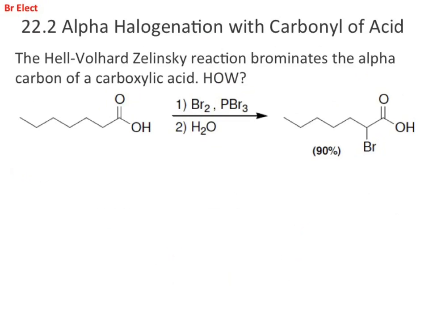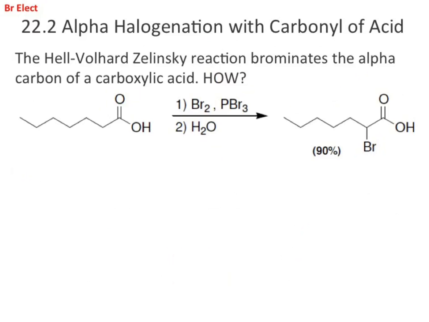We can go through and do a special case of alpha halogenation. This is the Hell-Volhard-Zelinsky reaction. I'd be surprised if you ever see a question on this. I had never heard of it. You'll notice that our conditions are slightly different than what we saw before. Why would the conditions change?